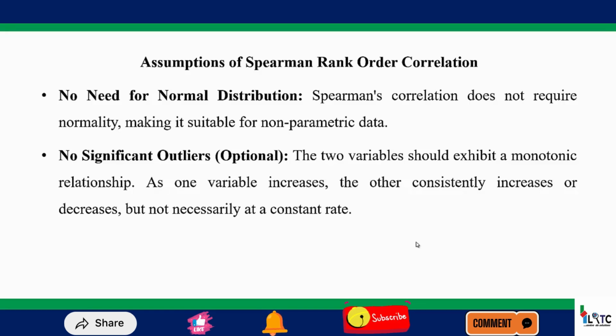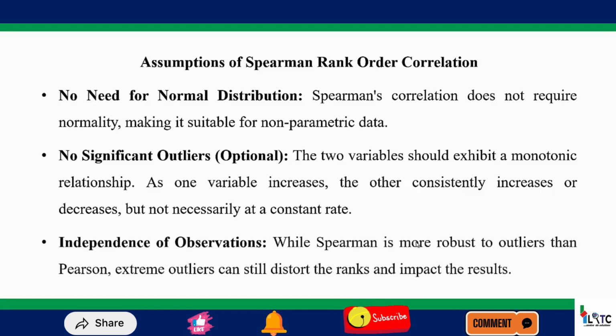The two variables should exhibit a monotonic relationship as one increases the other one. This is just a repetition, but what this means is that there may be outliers, but the outliers must not be significant. There must not be so many outliers.